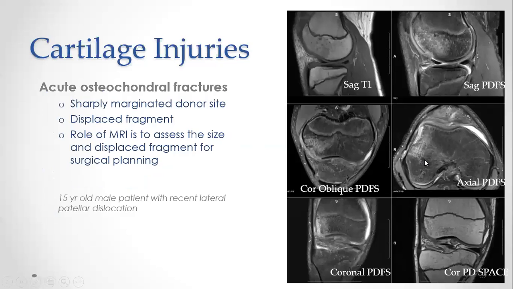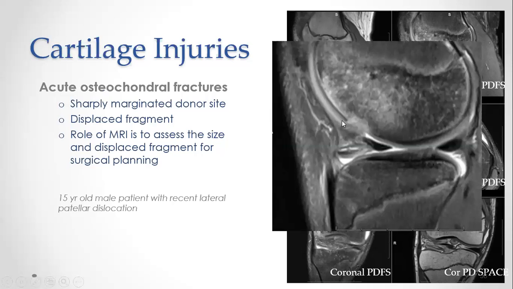For example, here we have a patient who suffered a lateral patellar dislocation, and you can recognize that by the kissing bruise here over the lateral aspect of the lateral femoral condyle and the medial aspect of the patella. We can see as well that there is an acute osteochondral fracture of the anterior articular surface of the lateral femoral condyle. We can identify that by the sharply marginated donor site, the sharply marginated osteochondral defect in the lateral femoral condyle, with a displaced osteochondral fragment here in the anterior aspect of the tibiofemoral joint. So this is how an acute osteochondral fracture looks.